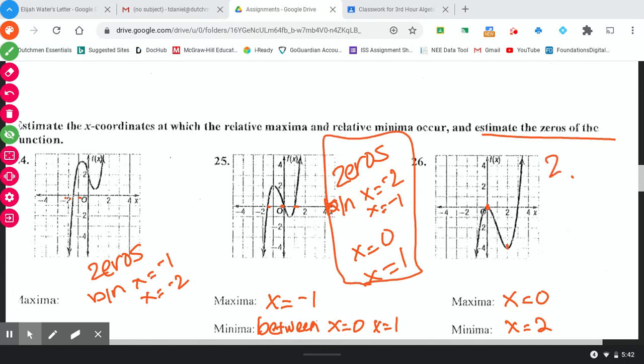The zeros for 26, well, we have one right here at the maxima, which is nice. So that's x equals 0. And we have one right there, which also crosses right at 3. So it's x equals 3. All right, so those are the zeros for them.